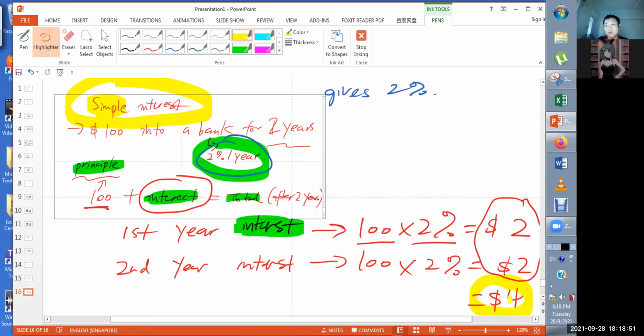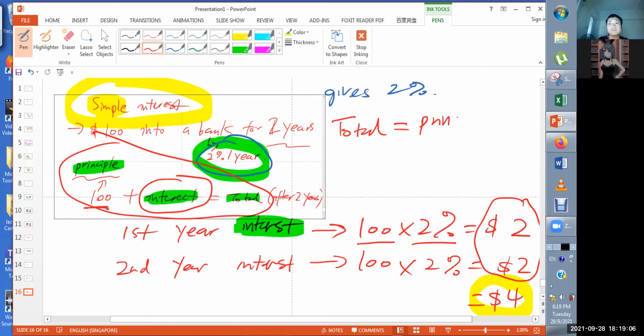So if the total interest after 2 years is $4, then based on this formula, total means the one you take out. Your take home money after 2 years is equal to principal plus interest. Principal is $100, which you deposit. After 2 years interest is $4, so total is 104. In this case, simple interest.